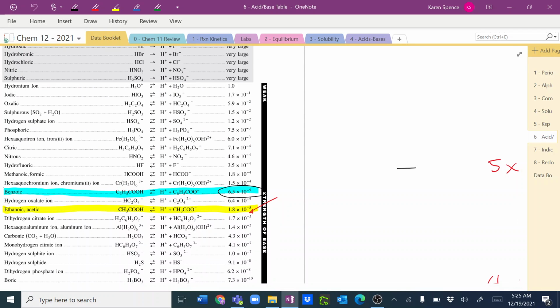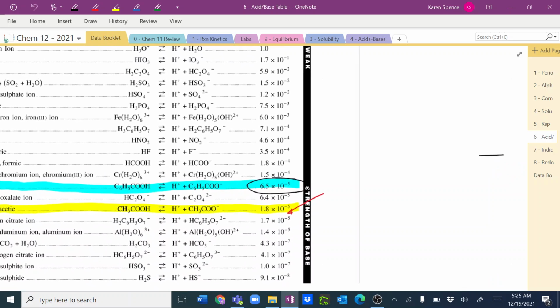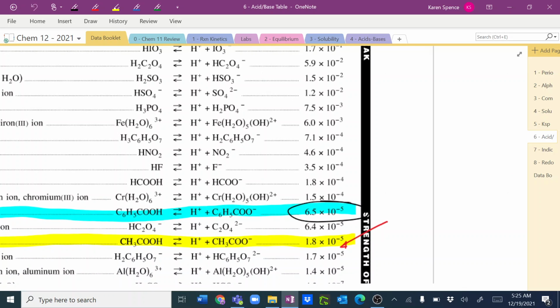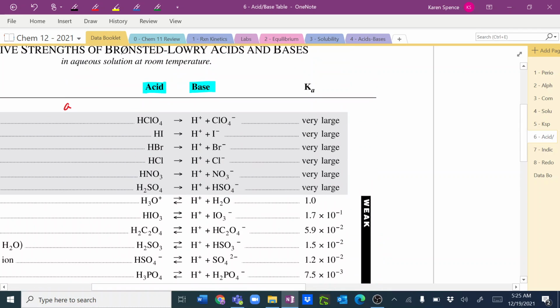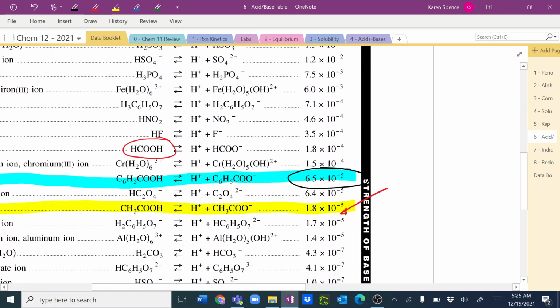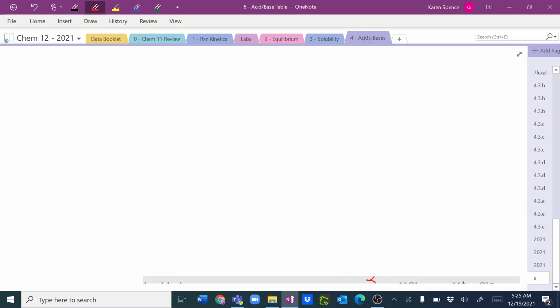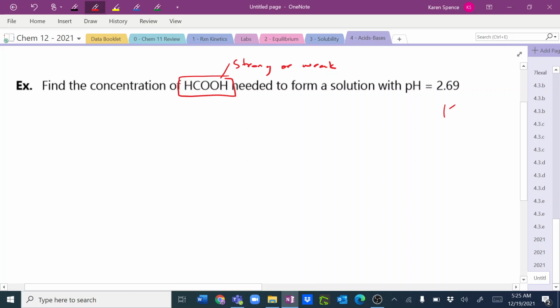HCOOH is here somewhere. Or, actually, it's right there. But if you have trouble finding it and you're just wondering if it's strong or weak, you can look up here and go, oh, it's not one of the strong ones, and just leave it at that. But here it is, and its Ka is 1.8 times 10 to the negative 4. So I'm just going to write that down really quick here. Ka is 1.8 times 10 to the negative 4, because probably I will need that later.